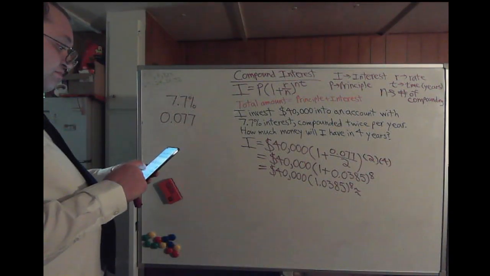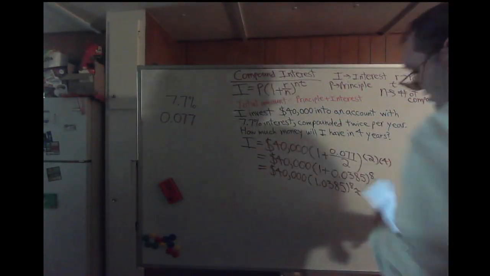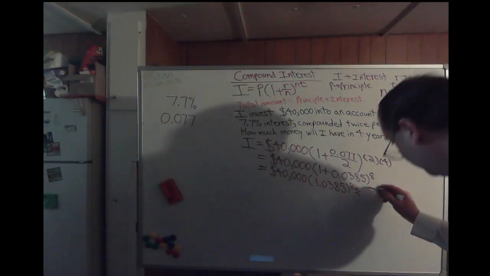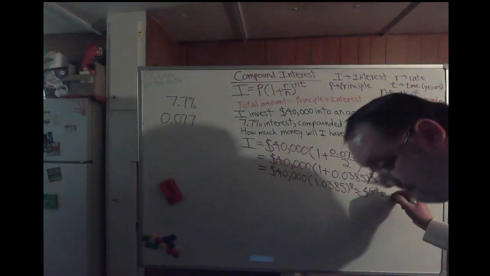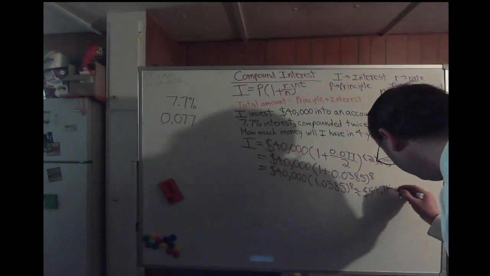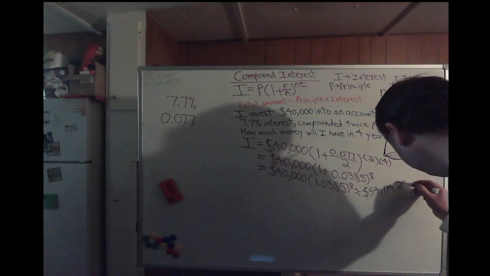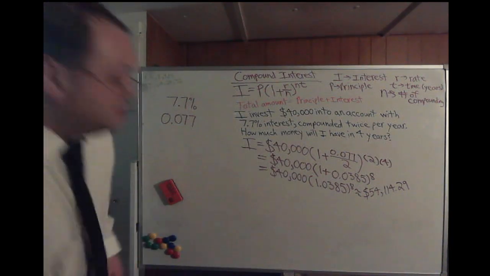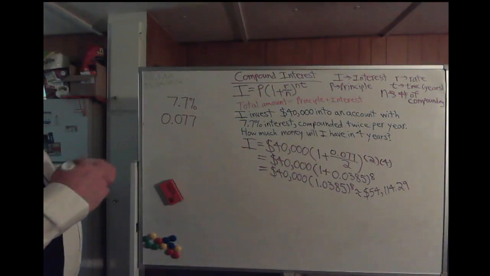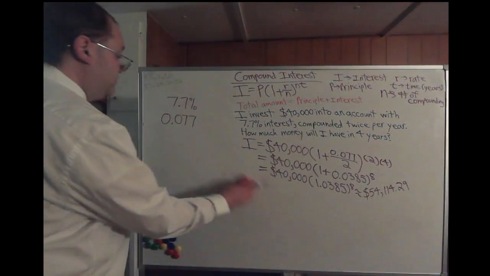Then take that result, multiply that by 40,000. You get, oh wow, this is pretty cool. Just for the interest alone, you'll end up having $54,114.29. So you've made more than double already in interest. The interest alone is $54,114.29 after 4 years. But we want to find the total amount of money you're going to see after 4 years. Okay?